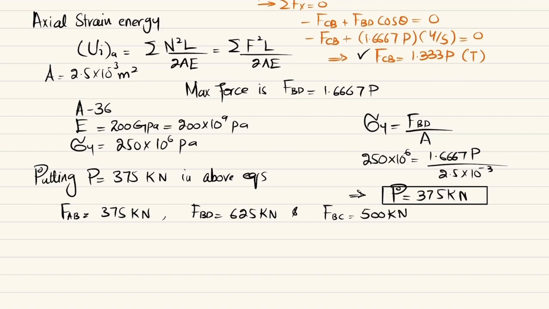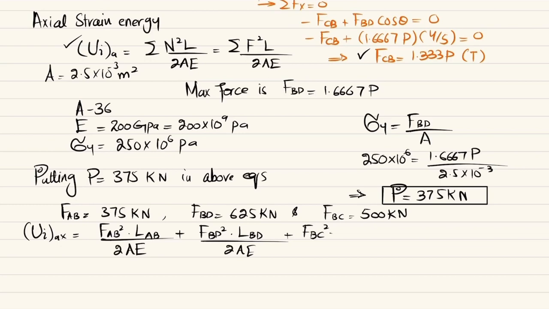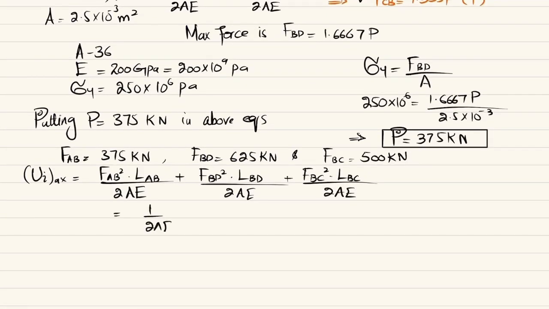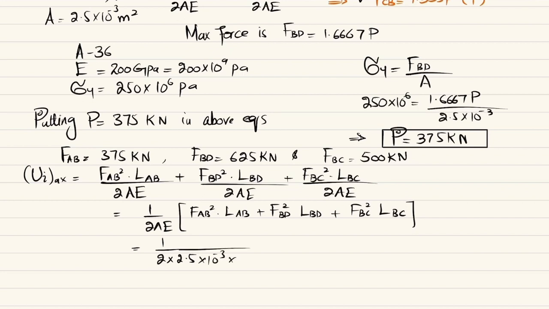Now we will use this equation in order to find UI, the strain energy due to axial loading, which will be equal to the sum of FAB square into length AB divided by 2 times area and E, which will be the same because the same material and same area is given, plus FBD square into LBD divided by 2AE plus FBC square into LBC divided by 2AE. And since the force in member AD is 0, you can see we will not include it. So from here, if you take 1 over 2AE common, clear? It will be equal to FAB square into LAB plus FBD square into LBD plus FBC square into LBC. Now just put the values: 1 over 2 multiplied by 2.5 into 10 to the power minus 3 multiplied by E, which is 200 gigapascal.